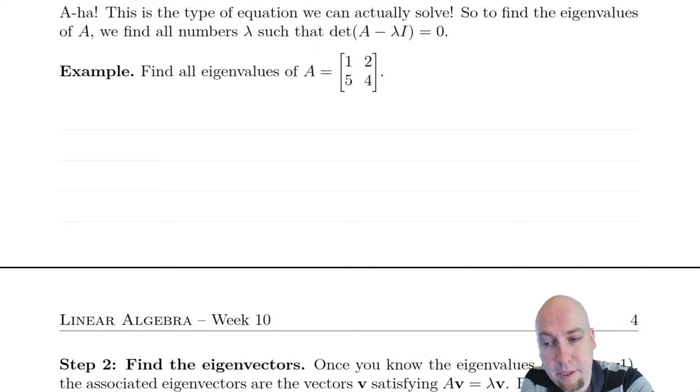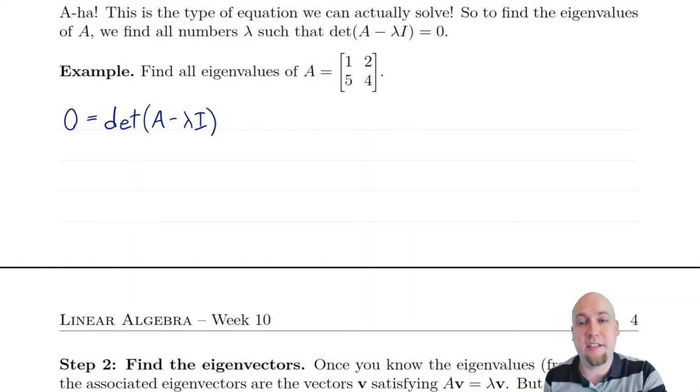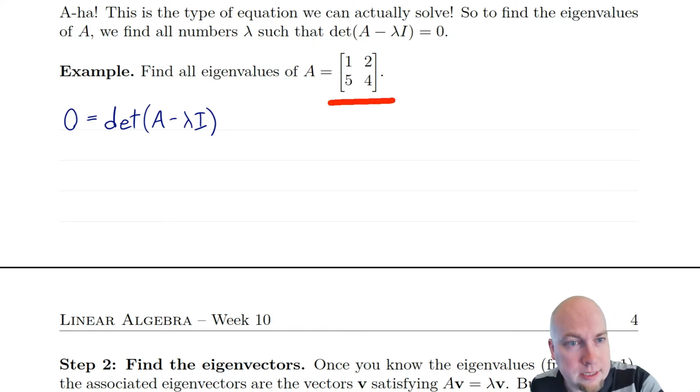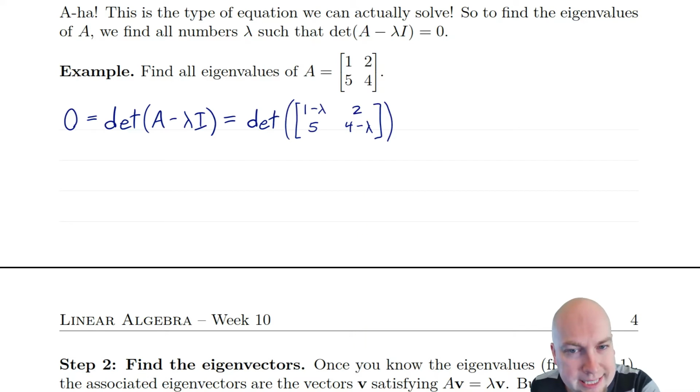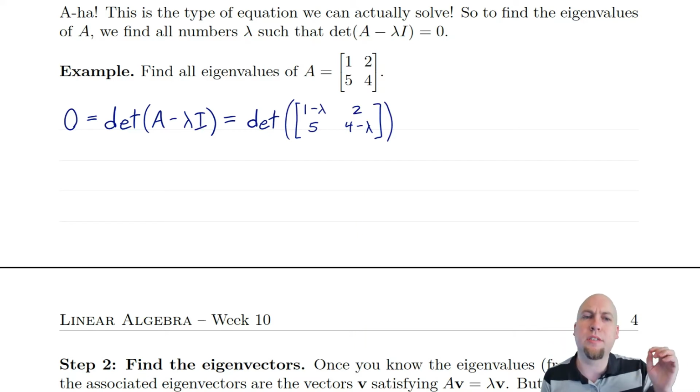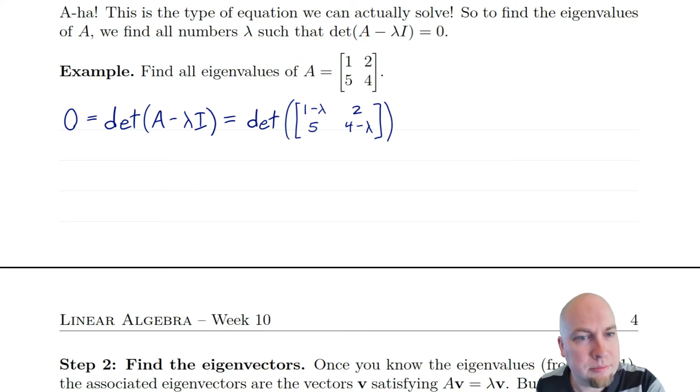All right, so how do we do this? Start off by setting that determinant equal to 0. This is always going to be our first step when we're finding eigenvalues. Now let's just plug in what we know. What is A? It's this matrix here. Then I'm subtracting lambda times the identity. In other words, I'm subtracting lambda from the diagonal entries. This 1 in the top left becomes 1 minus lambda, and the 4 in the bottom right becomes 4 minus lambda, because I'm subtracting off lambda times the identity matrix. The off-diagonal stuff just stays the same. It's still just 2 and 5.